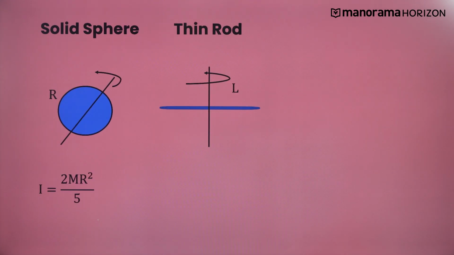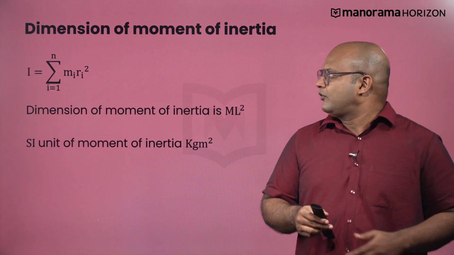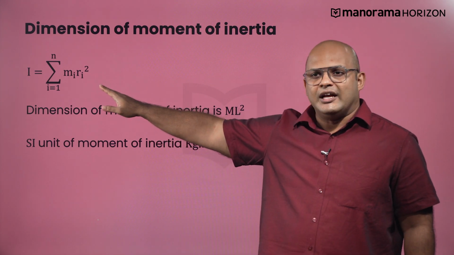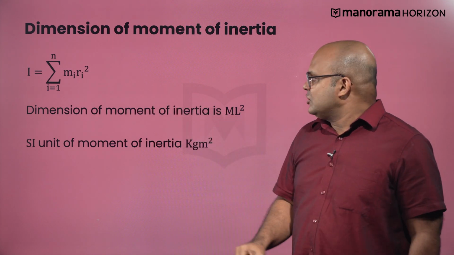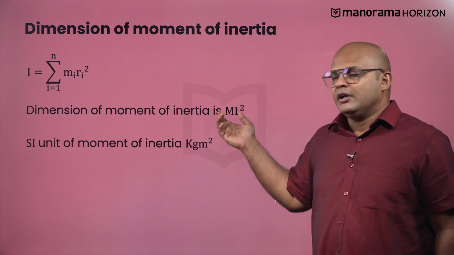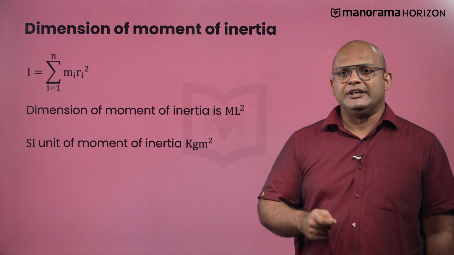For a solid sphere, as long as the rotation axis passes through the center of the sphere, the moment of inertia is equal to 2 mr square divided by 5. This is regardless of the orientation of the spin axis. For a thin rod, the moment of inertia is ml square divided by 12. So what are the physical dimensions of the moment of inertia? From the formula we see that it is m, that is mass, multiplied by r square. So that is the dimension L squared. So the dimension for moment of inertia is equal to M times L to the power 2. The SI unit for moment of inertia is kilogram meter square.